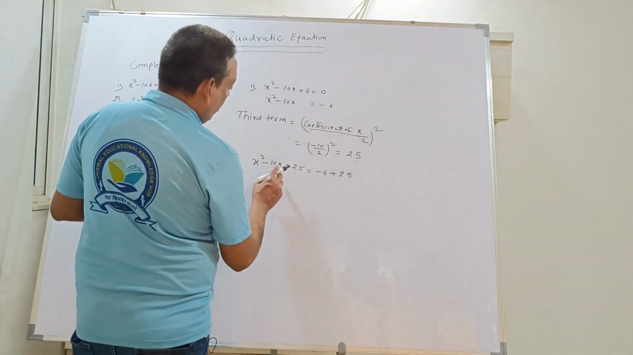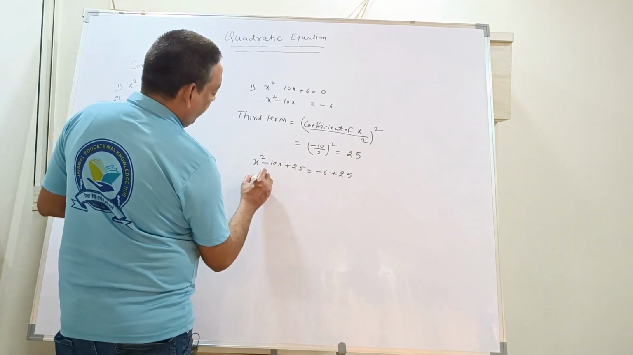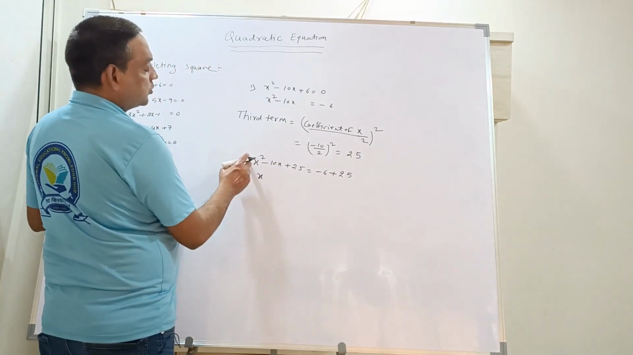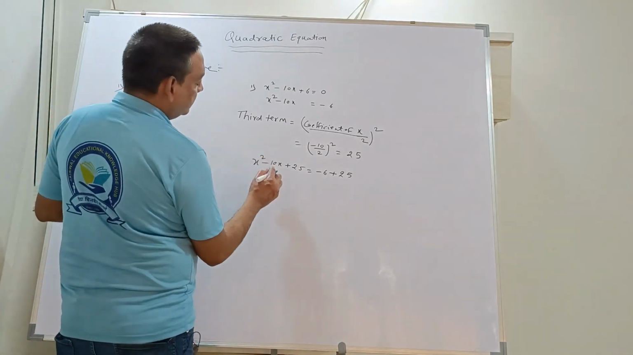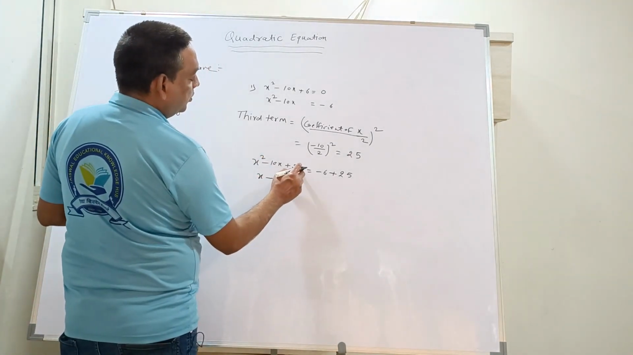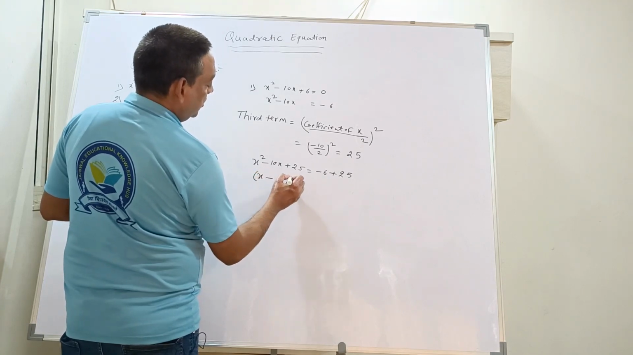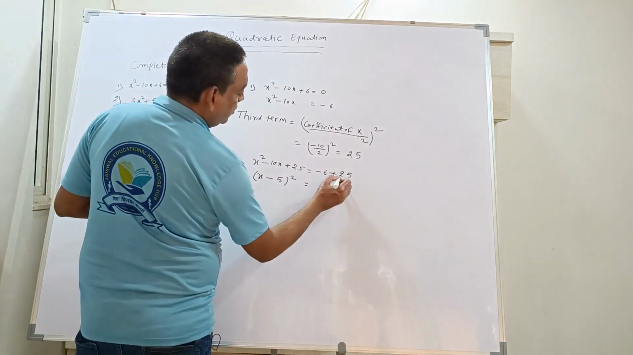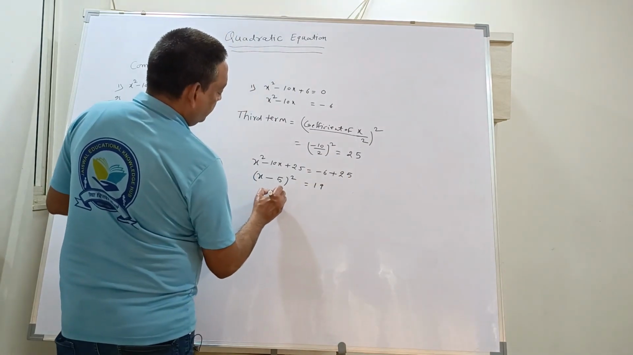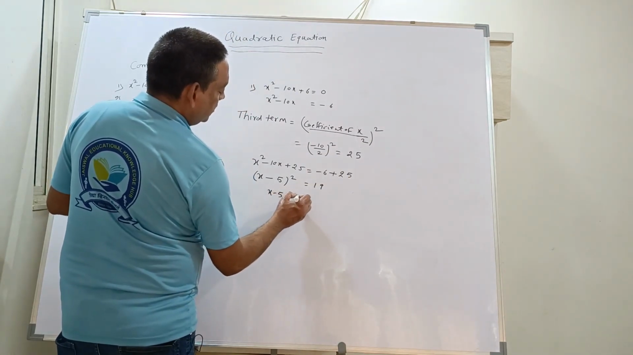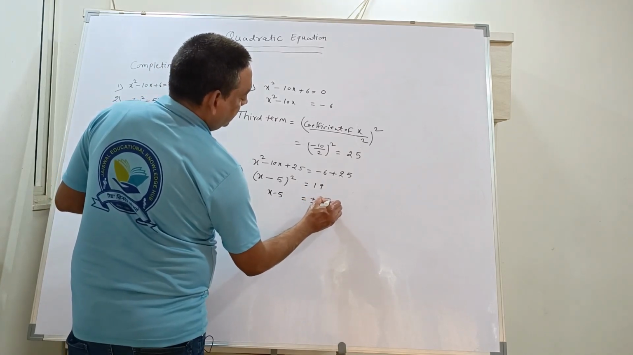Clear? So now how to make it a perfect square? Square root of the first part, sign of the middle term, and the root of the third part or the last part, the whole square is equal to 25 minus 6 is 19. So x minus 5 is equal to plus minus root 19.